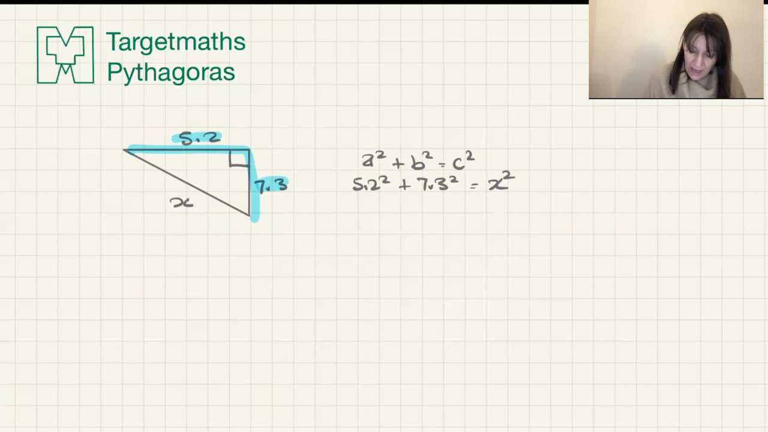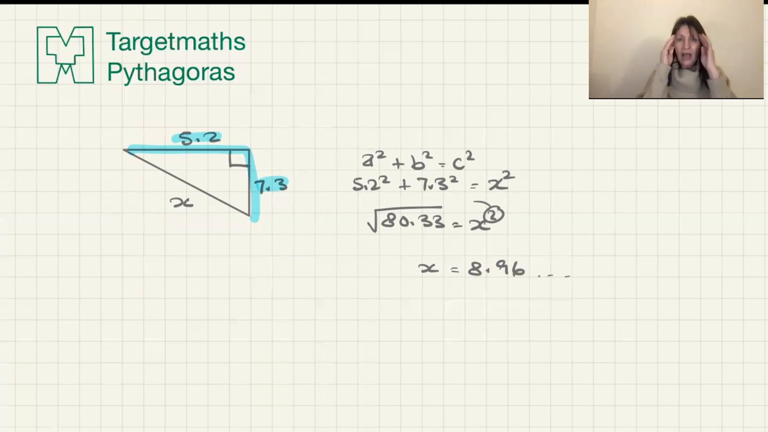So I can put 5.2 squared plus 7.3 squared into the calculator in one go. I don't even have to do it separately if I don't want to. That would give me 80.33 equaling x squared. And then obviously I'm going to square root that, and I've got x equals 8.96, and on it goes. I have got enough of my working out down on the page to get full marks. All right, so there are your basics. That's your grade 4 skill.